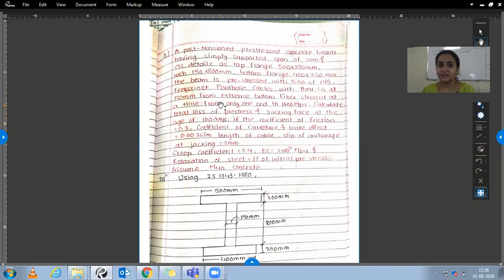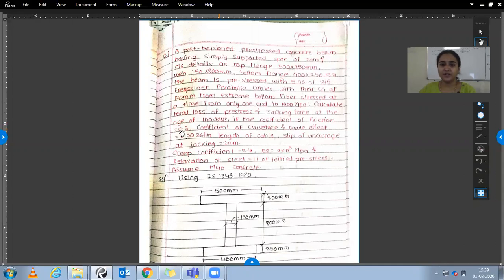The pre-stressing force is applied from only one end to 1000 MPa. This 1000 MPa is the value of the pre-stressing stress. The CG of these parabolic cables is 120 mm from the extreme bottom fiber; from the bottom, it is located at 120 mm. This is the CG of these cables. Then calculate the total loss of pre-stress and jacking force at the age of 100 days.